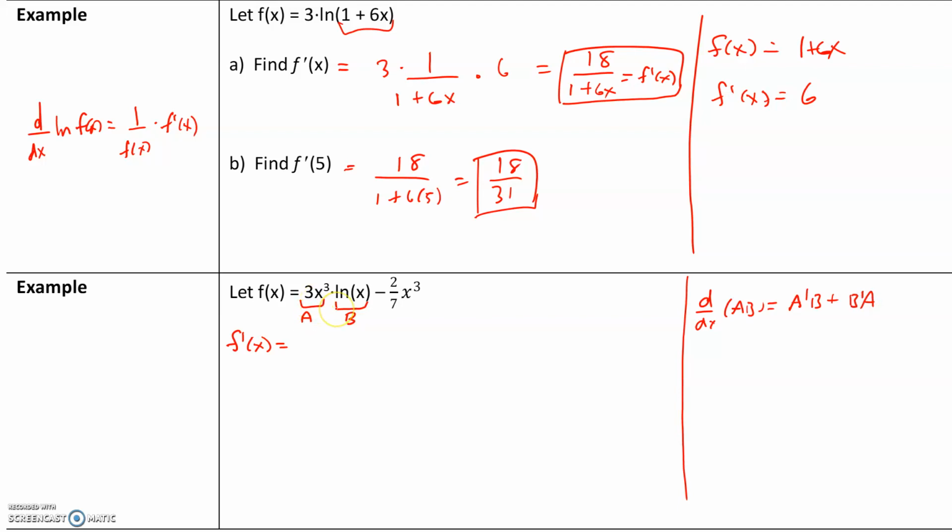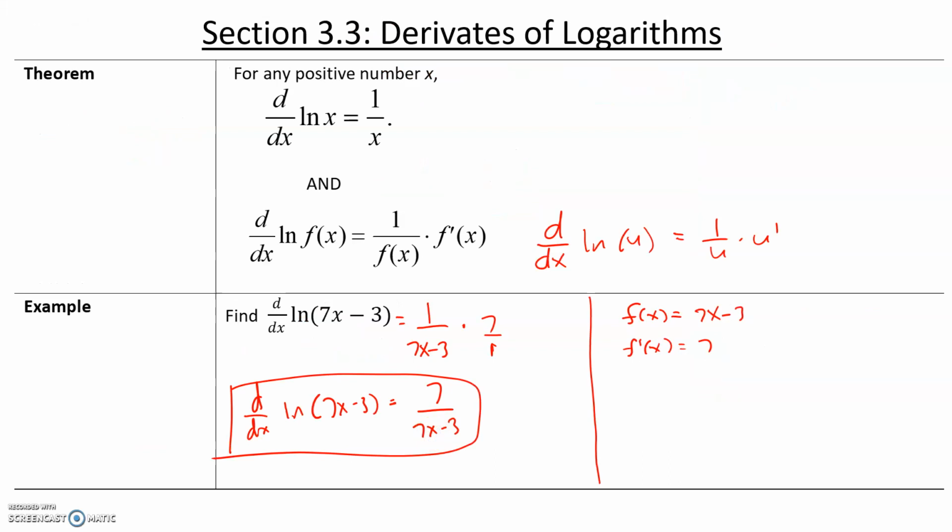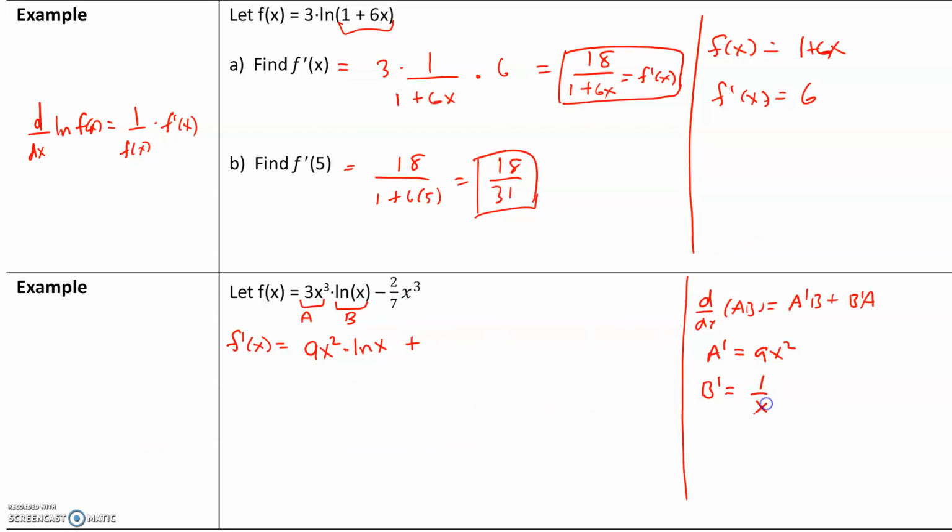So our a term is 3x cubed. So a prime is going to be 3 times 3, which is 9, x to the second power. And b is natural log of x. So we have a prime, which is 9x squared, times the natural log of x. Plus, we got b prime times a. So b is natural log of x. Now the derivative of natural log of x from here is equal to 1 over x. So b prime is simply 1 over x. And we multiply that by a which is 3x cubed.